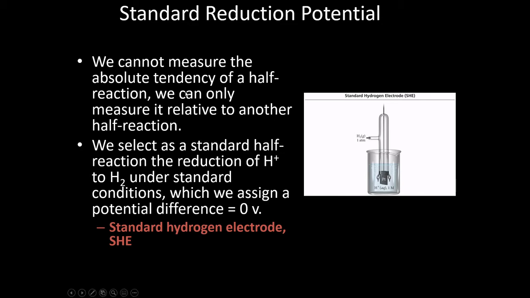Well, if we read at the top here, we cannot measure the absolute tendency of a half reaction. We can only measure its relative tendency to another half reaction. Essentially what this is saying is, to go back to our analogy of a waterfall, you can't really talk about the height of a waterfall based on only one side of the waterfall. You can't just look at the top of the waterfall and say, oh, this is this height, without having something else to compare it to. There has to be a comparison to talk about the height of something.